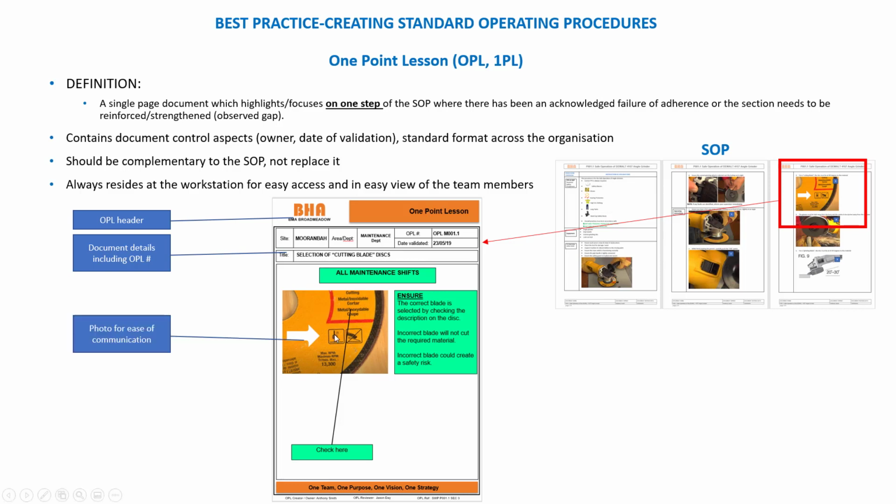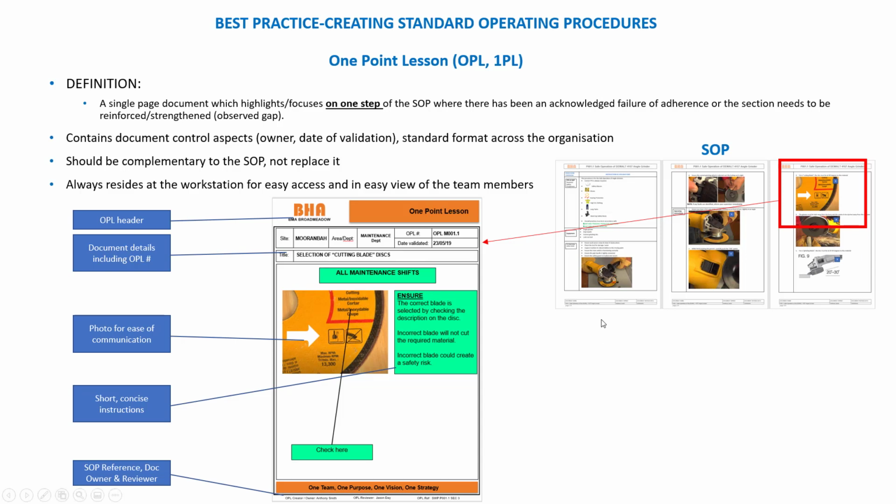And then in the body of the 1-point lesson, we've also got some photos or diagrams that simply explain the aspect or the reference of the 1-point lesson. And then a few words, a little bit of instruction, concise, so we know what the 1-point lesson is telling us. And then at the bottom, there's some reference material: the SOP numbers, document owner, and reviewer.